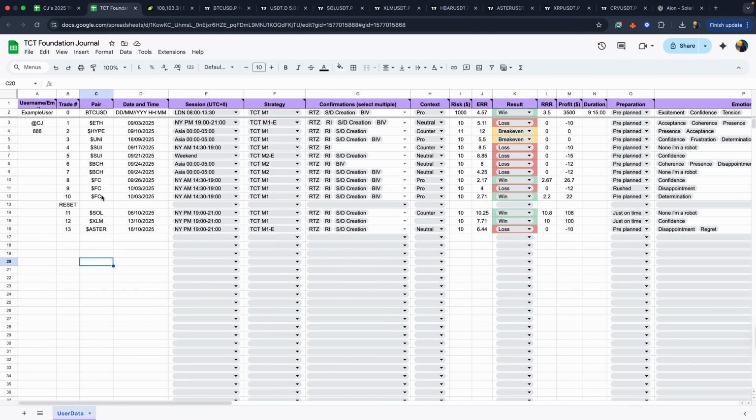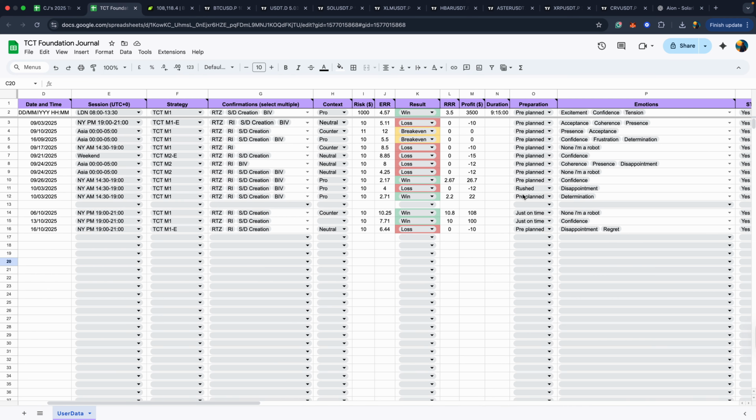So if you remember last video, we covered these trades on FC, Fartcoin, where the RRs were fairly low. These systems, like we took them, they're fairly low. Very inverse right there. Very interesting.